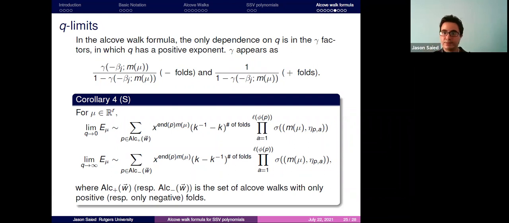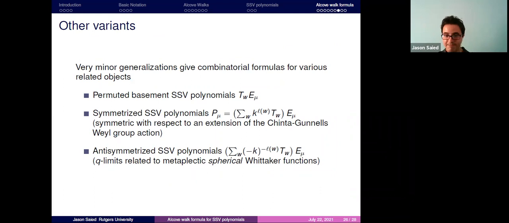And of course, we have any other variant you like. If maybe you're interested in studying these permuted basement Macdonald polynomials, well, there's an SSV version. Apply the appropriate Hecke operator. Similarly, we have a symmetrized version where you apply this Hecke symmetrizer. What's interesting about these is that they're not symmetric, like in the Macdonald case. They are Chinta-Gunnells symmetric. And this makes perfect sense because this Chinta-Gunnells Weyl group action is really what started this whole thing in the first place.